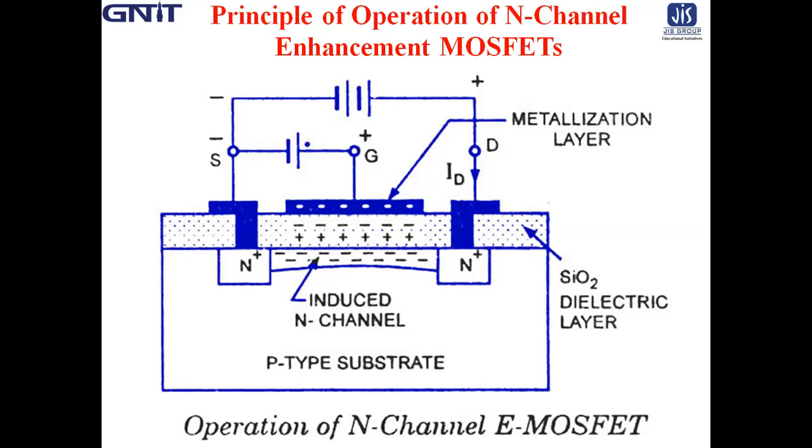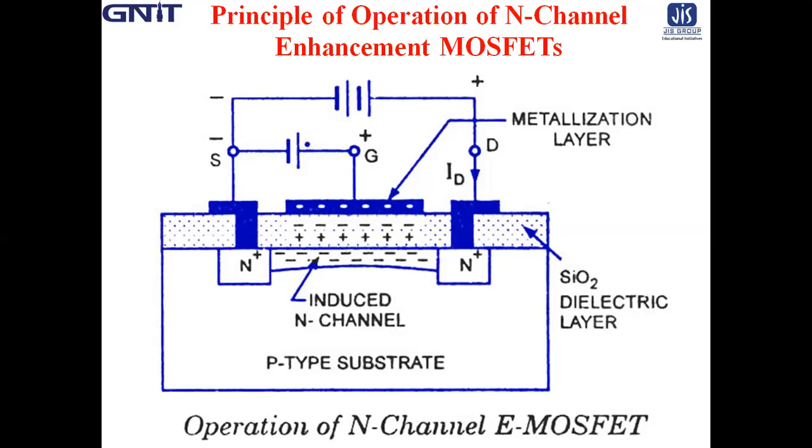Now, if a positive voltage is applied at the gate, assuming the substrate at zero potential, the positive charge on the gate induces an equal amount of negative charges on the substrate between source and drain.